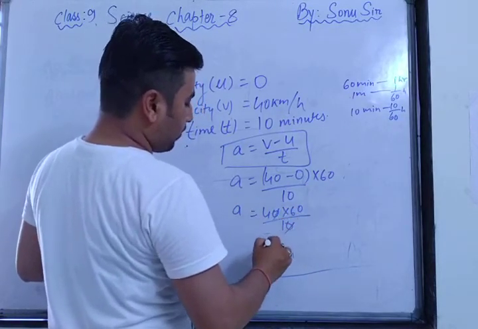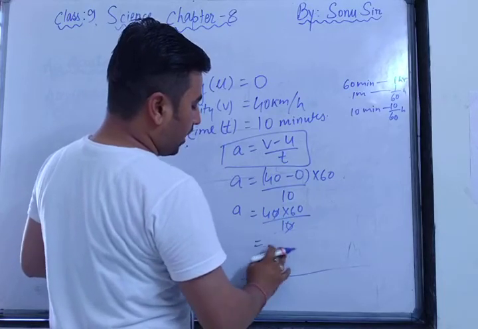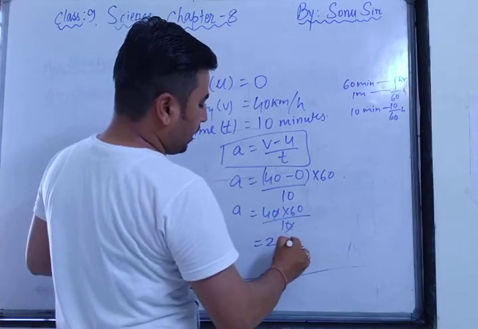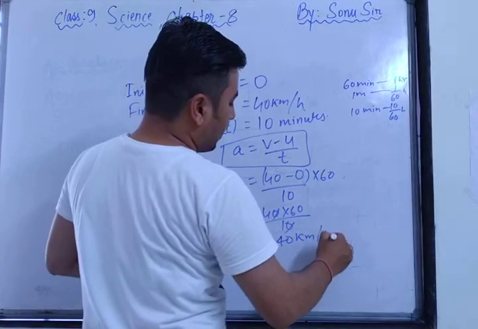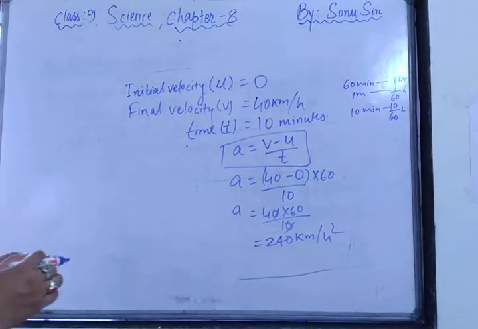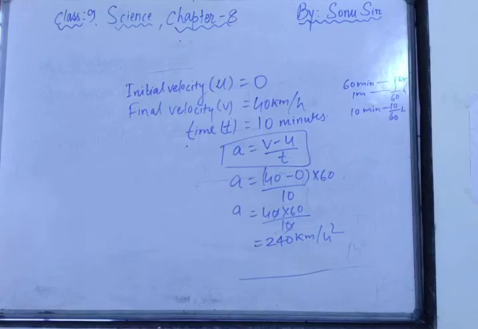Zeros cancel, 6 4s are 24. So 240 kilometer per hour square is your acceleration of that train. The question was, a train starting from a railway station and moving with the uniform acceleration attains a speed of 40 km per hour in 10 minutes. Find its acceleration. So we have seen here the acceleration is 240 km per hour square.